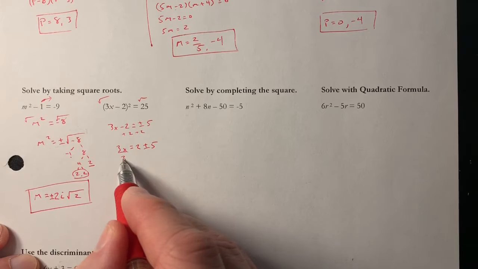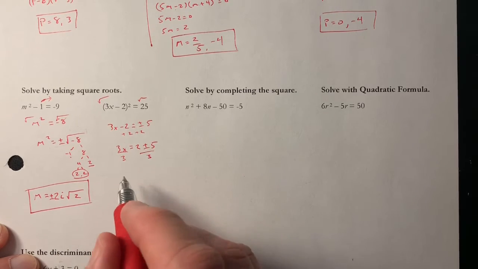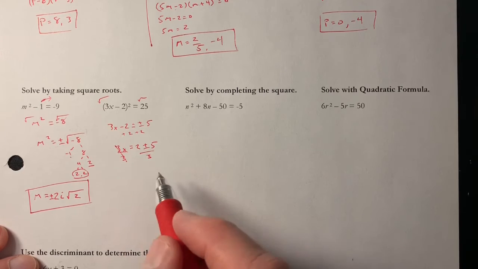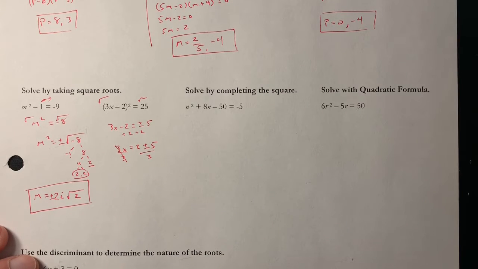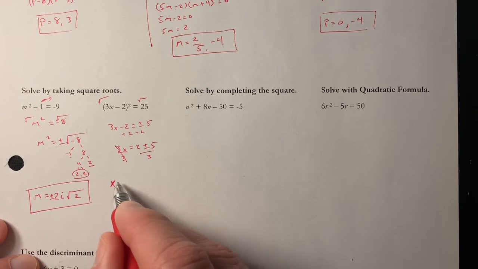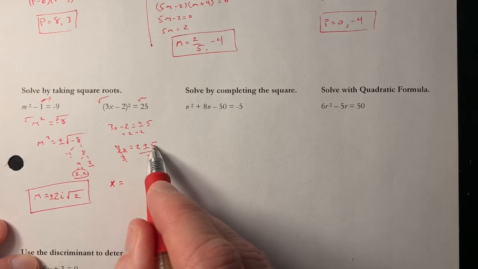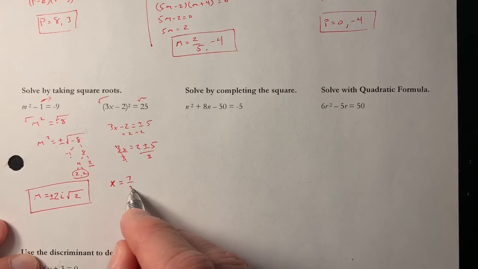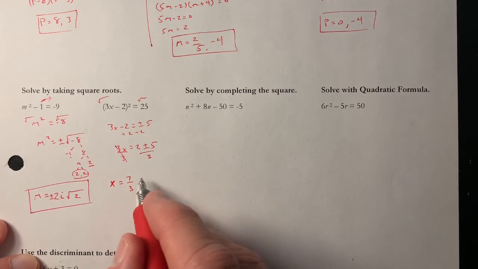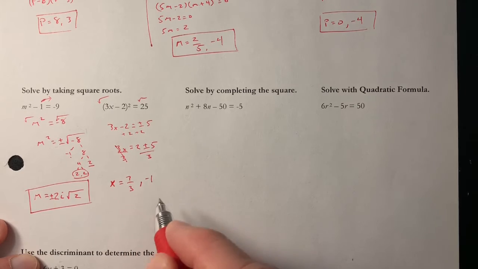And then I'm going to divide by 3. So I've got 2 plus or minus 5 divided by 3. So I need to solve two things now. 2 plus 5 divided by 3. So x equals 2 plus 5 is 7, divided by 3 is 7/3. And then 2 minus 5, which is negative 3, divided by 3, which is negative 1.